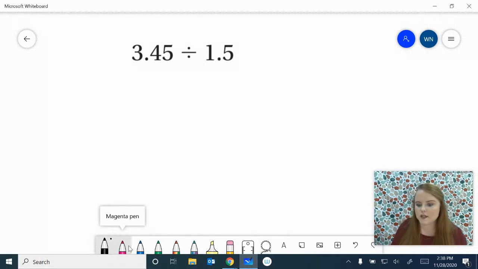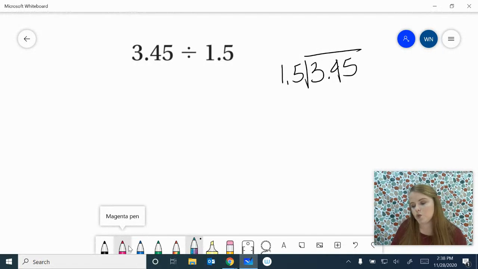They were not nice enough to set this one up for us, so I guess we have to set it up. 3 and 45 hundredths divided by 1 and 5/10. Let's start swooping. We're going to swoop that decimal point out. So we're going to swoop it out once because it took only one time here. So we're going to swoop it one time here and bring it up.